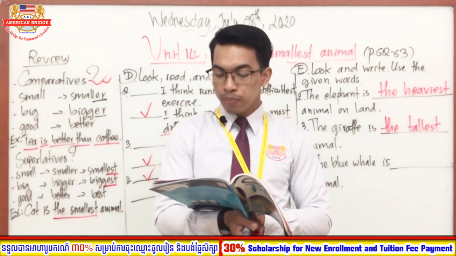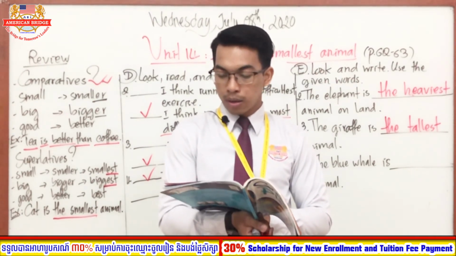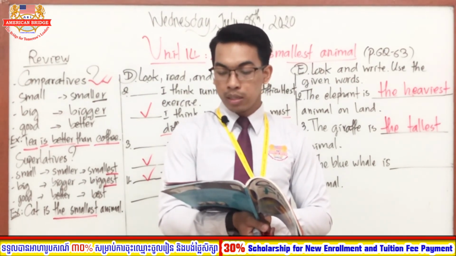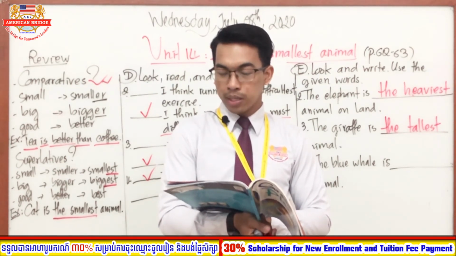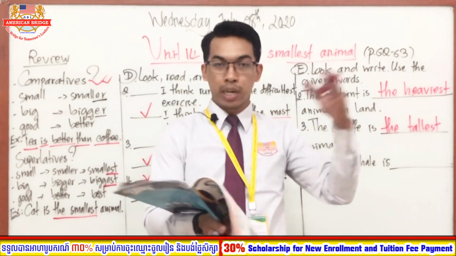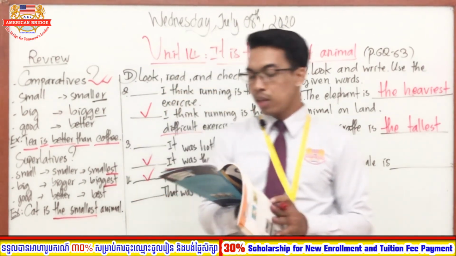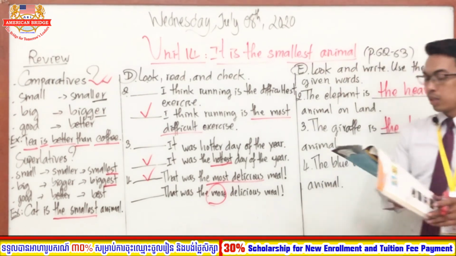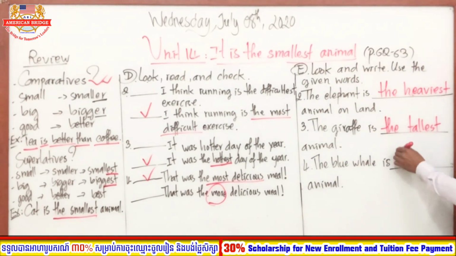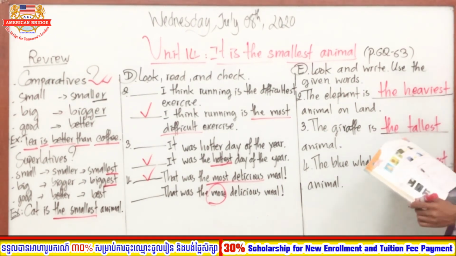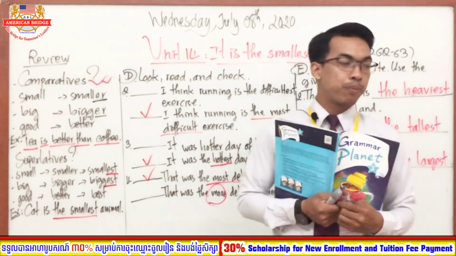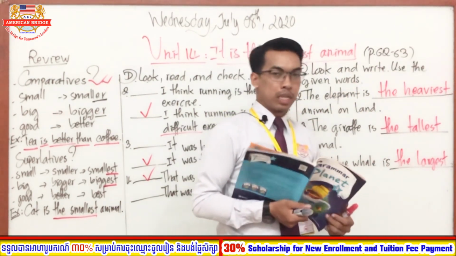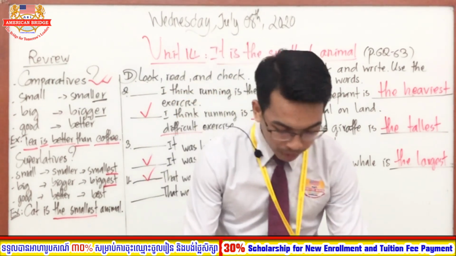So number 4, you see the picture, it is about a whale, okay. So we also have the adjective large. Okay, I mean big. So the blue whale is, yes, very good, the largest animal. Very good. So we add est. Okay, very good, student.